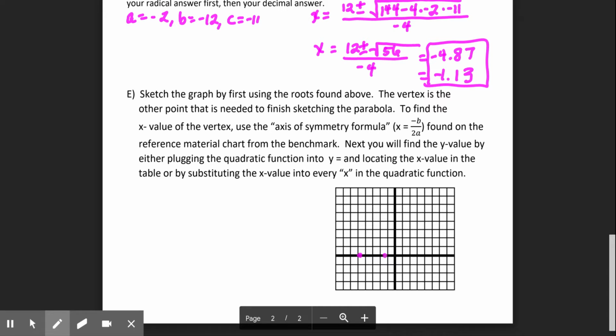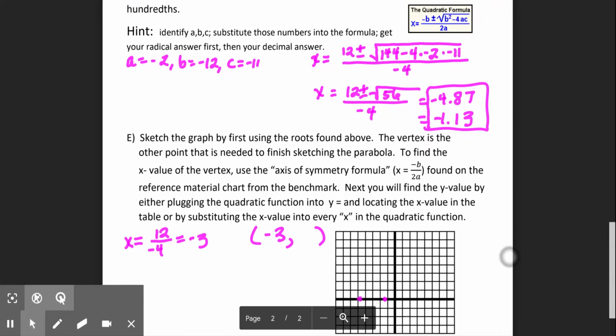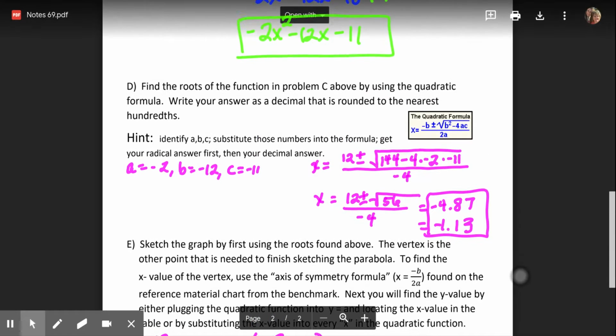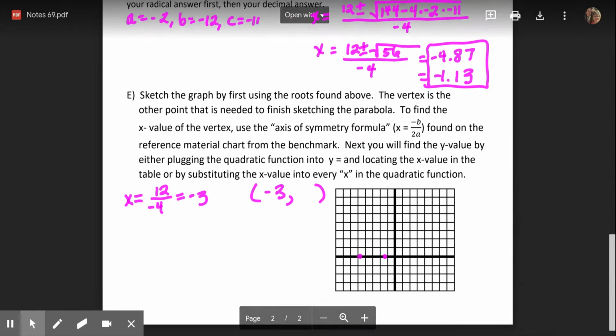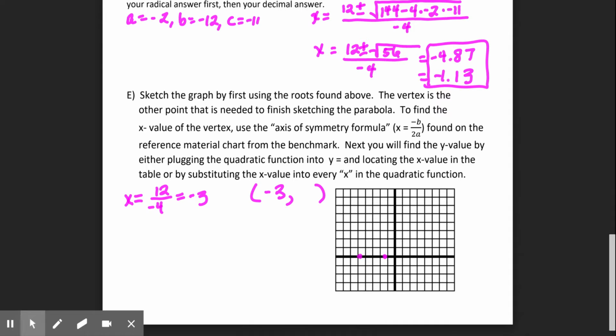So to find the x value of the vertex, use the axis of symmetry formula, which is, to find the x, the opposite of b, so 12, over twice a, 2 times negative 2 is negative 4. So that gives you negative 3. So this is the x value. So remember, your vertex needs to be an ordered pair. So negative 3, we have to find the y. So let's grab that equation, negative 2x squared minus 12x minus 11. That's what we need to use in order to find our y.